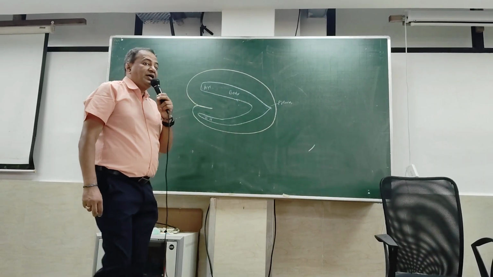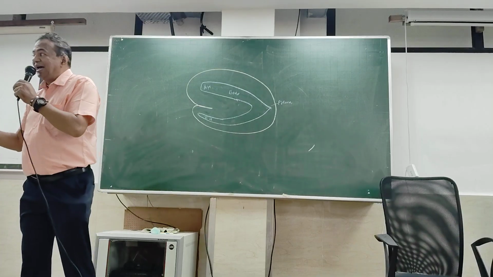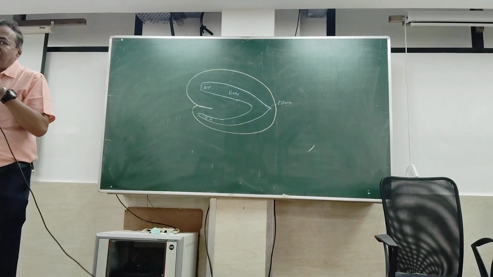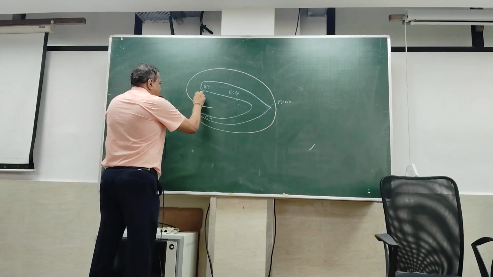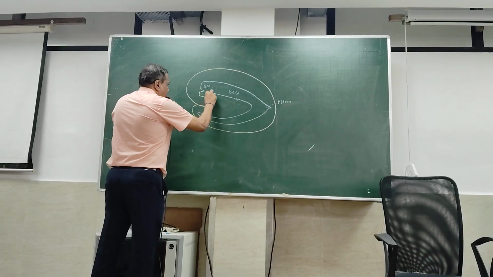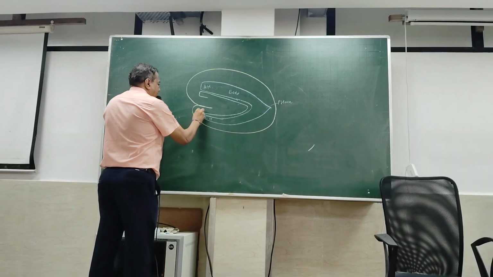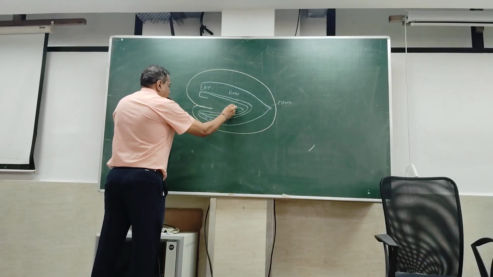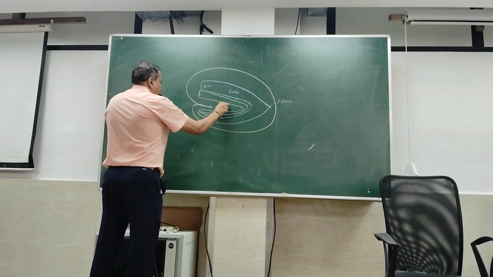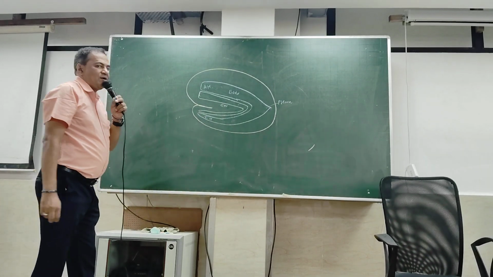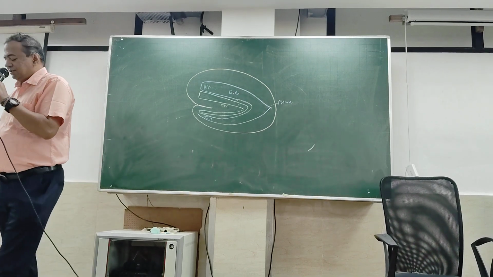Now what I am drawing for you is a structure called the caudate nucleus, which forms the basal ganglia. So the caudate nucleus is here, and it runs like this. This is the caudate nucleus.